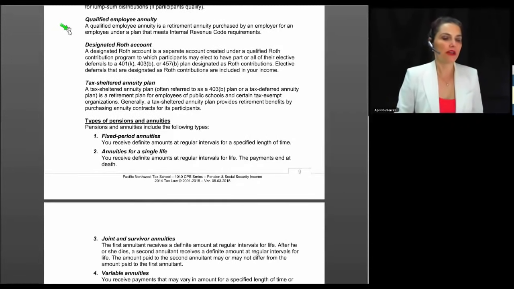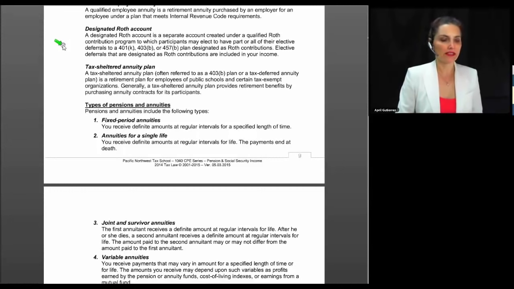There's also the qualified employee annuity. A qualified employee annuity is a retirement annuity purchased by an employer for an employee under a plan that meets Internal Revenue Code requirements. A designated Roth account is a separate account created under a qualified Roth contribution plan to which participants may elect to have part or all of their elective deferrals to a 401k, 403b, or 457b plan designated as Roth contributions. Elective deferrals that are designated as Roth contributions are includable in your income and are not eligible for that salary reduction.